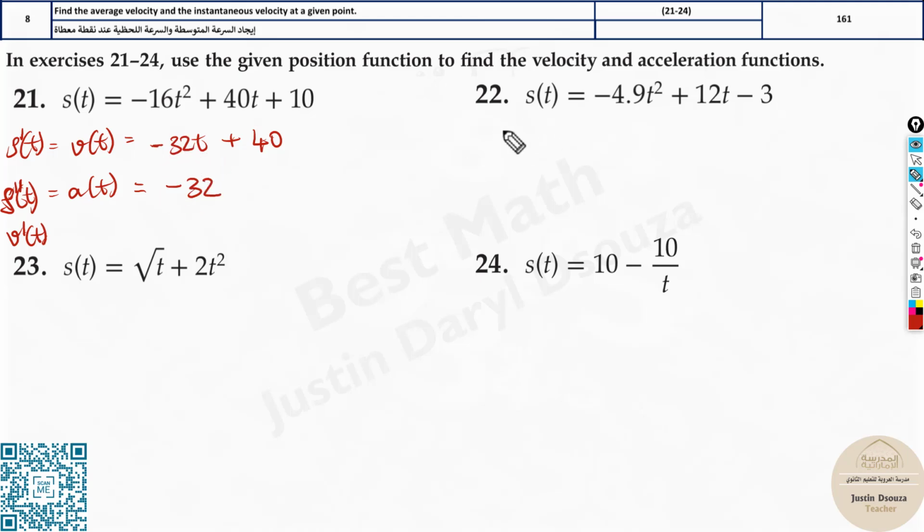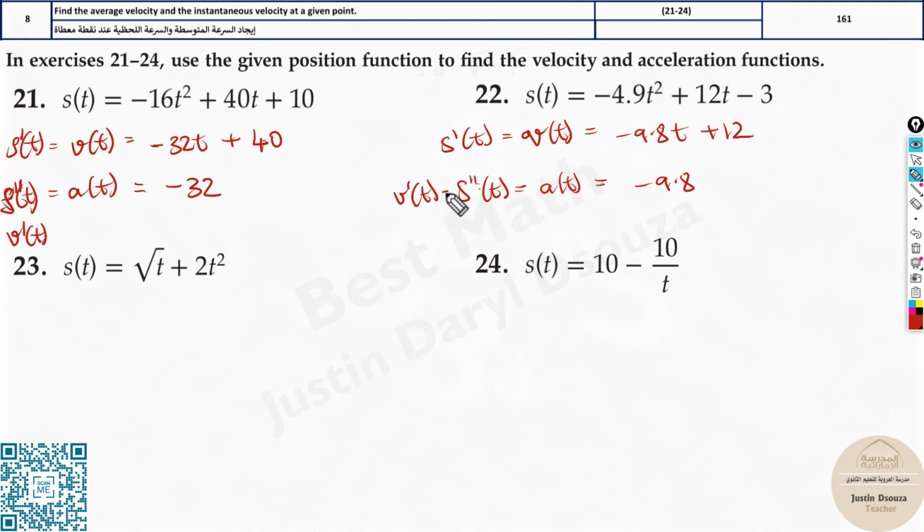You have to derive the given position twice. For velocity, it's once. This is velocity. It'll be minus 9.8 times t plus 12. And derive it again, it'll be acceleration. It'll be just minus 9.8. So always remember, this is the single derivative of the position. This is the double derivative of the position, or you can write it as the single derivative of the velocity. That's it.